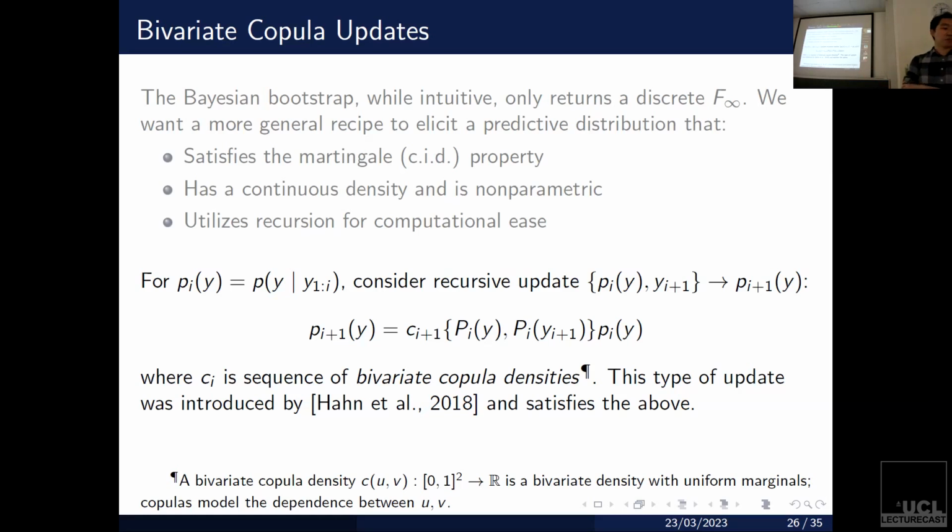It looks a little scary at first, but essentially our new predictive is going to be a product of our old predictive and some term here, and I'm going to break this down shortly. This term is a bivariate copula. For those who are unfamiliar, a bivariate copula, c(u,v), is just a bivariate density. It takes as input uniform random variables, so U and V lie between 0 and 1 and have uniform distributions marginally. The bivariate copula models the correlation between these two uniform random variables, U and V. There's a lot of literature showing that copulas model the dependence between U and V, independent of the marginals. So you don't need to care about what the marginal distributions are. You just want to know how U and V are correlated.